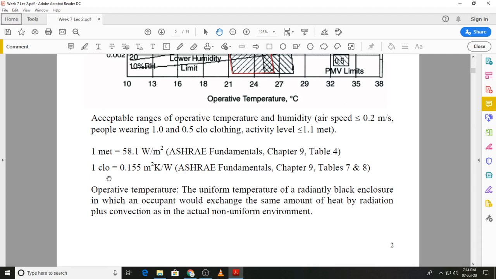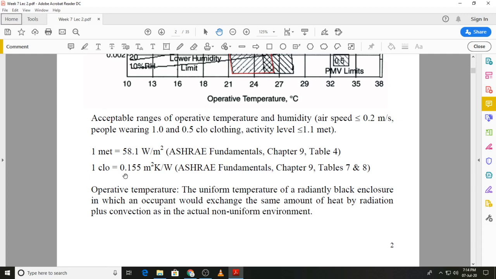and similarly, as I said, 1 clo can be converted into units of thermal resistance. 1 clo is equal to 0.155 meter square Kelvin per watt. Then we come to the term operative temperature, and once we have defined or understood what operative temperature is, we can also define radiant temperature, which was given earlier, along similar lines.